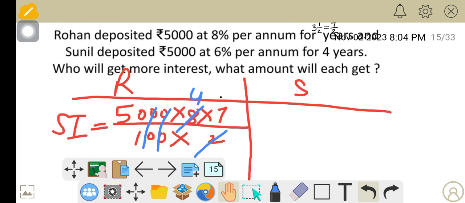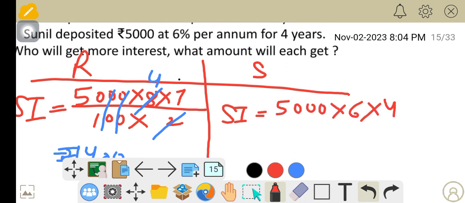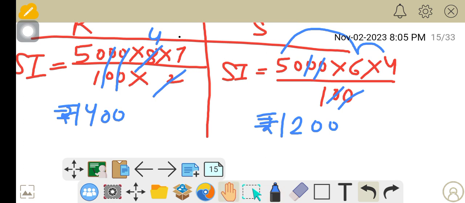And in the case of Sunil, we have the same formula. Simple interest equal principal 5000, rate of interest 6%, and time duration 4 years, divided by 100. After solving, cancelling both 0, and now we have 6 5 6, 30, 34 12, 1200. So overall 1200 rupees as simple interest for Sunil.